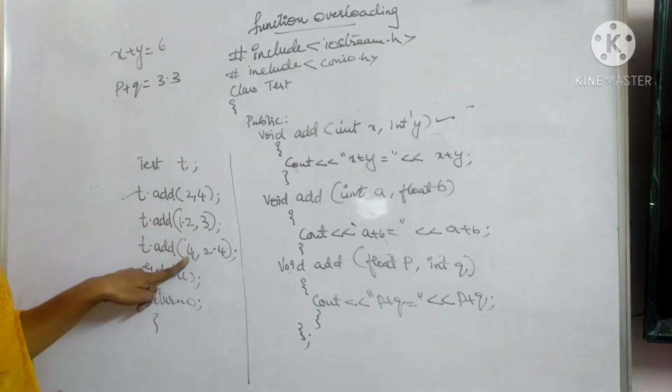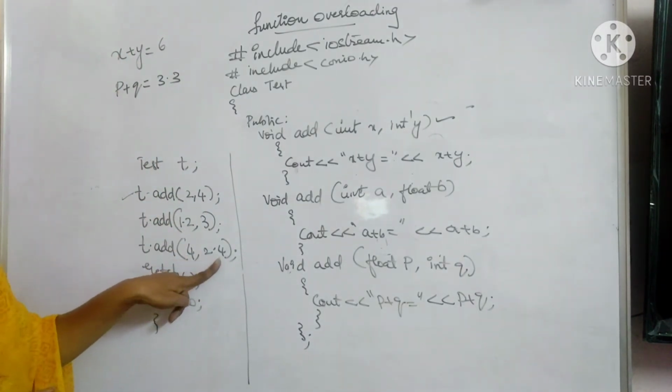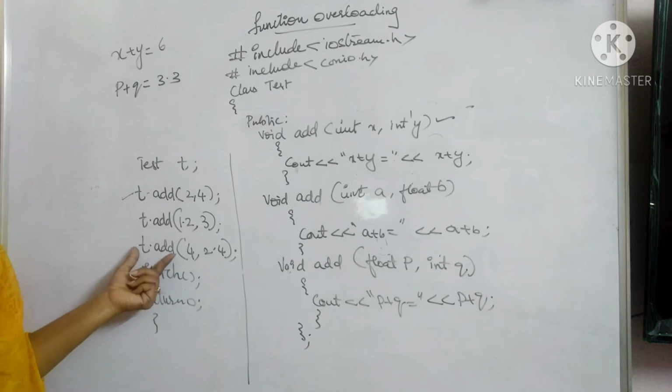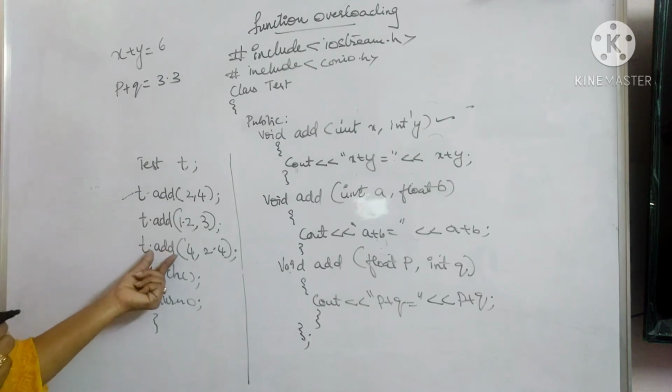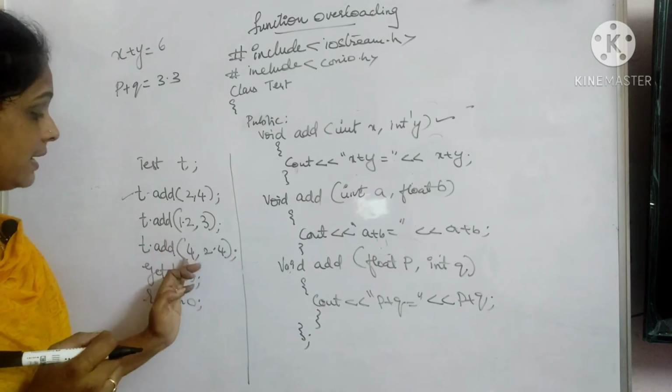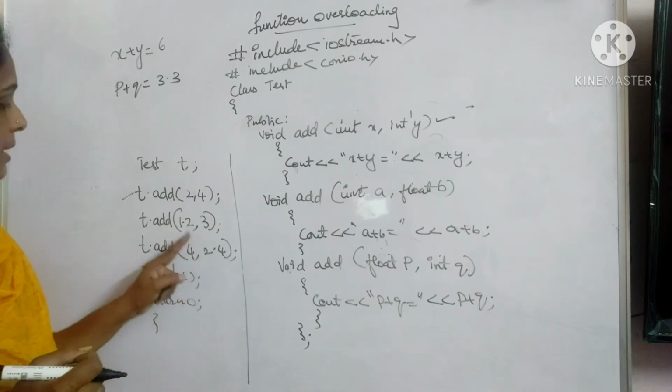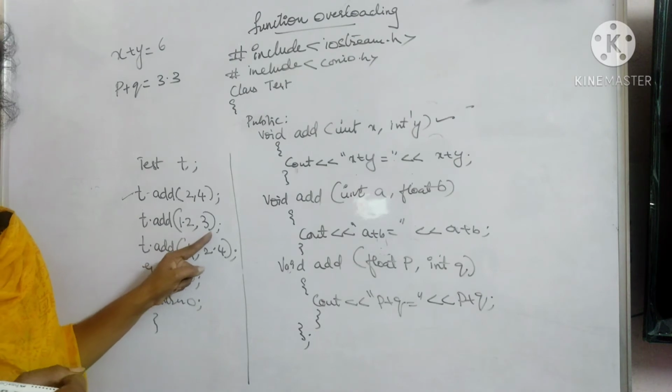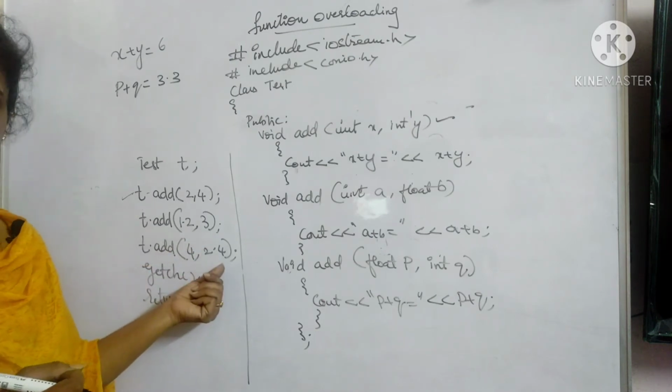Then I gave 4, 2.4 in t dot add again. Again I am calling the add function only. But here the arguments I have given are int and float. In the previous case it was float and int. Now it is int and float here.